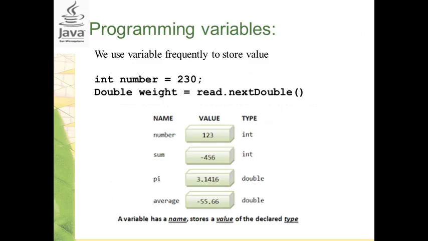Let us start by discussing programming variables. A variable is a name that we can store a value in and we use frequently in our exercises. In the example, integer number equals 230. Always remember that the value that we want to store, we put at the right side of the equal symbol, and the variable name we put at the left side. And before that variable name, for the first time we use it, we must specify the data type, either integer or double or string.